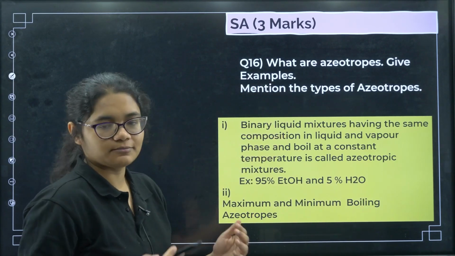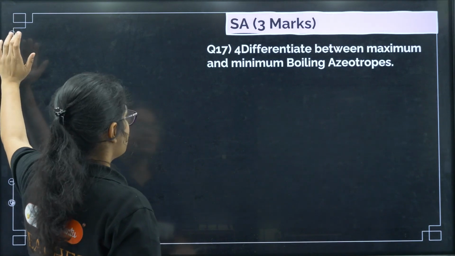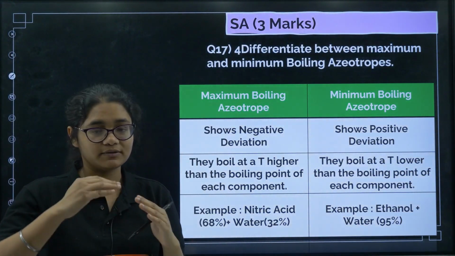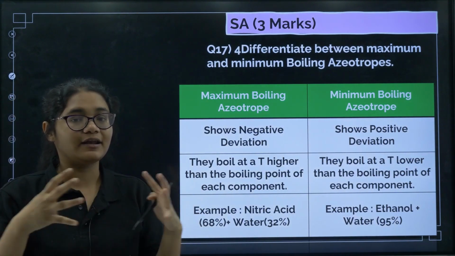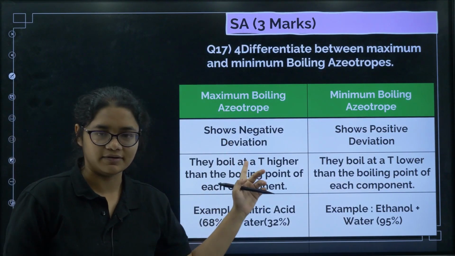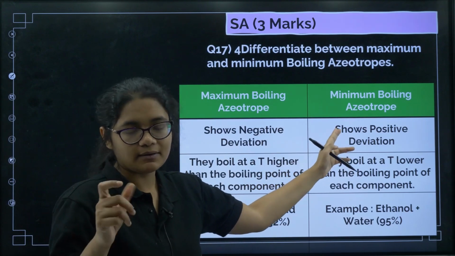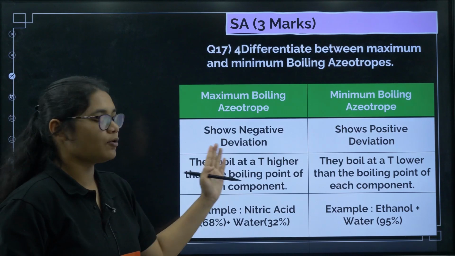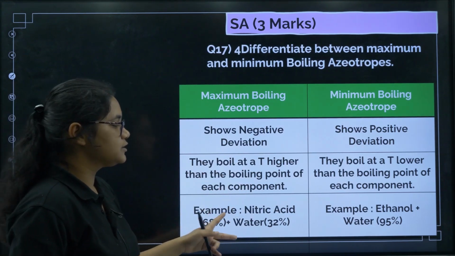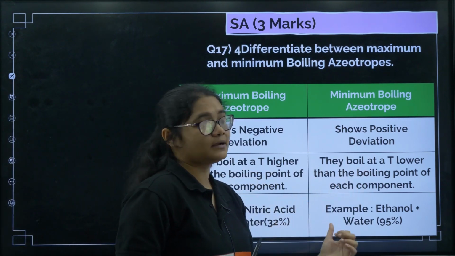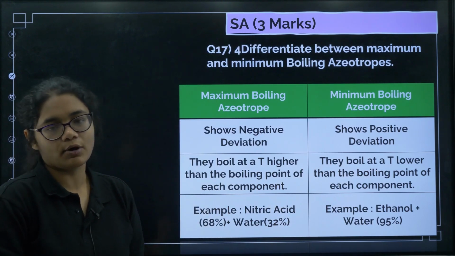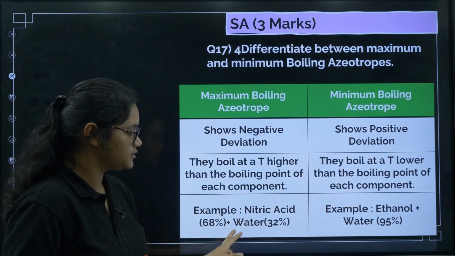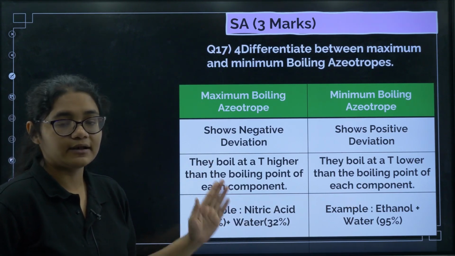And type of azeotropes, maximum and minimum boiling azeotope. Difference between maximum and minimum boiling azeotopes. So you can see maximum boiling azeotope means they will boil at a higher point. So their interactions is very strong or they will show negative deviation. Minimum boiling point, they have weak intermolecular forces, so that is a positive deviation. Now here you can see they boil at a temperature higher than the constituent boiling point. Here they boil at a temperature lower than the constituent boiling point. Next example, nitric acid and water, ethanol and water. Please mention the constituents, the percentage also should be clearly remembered.